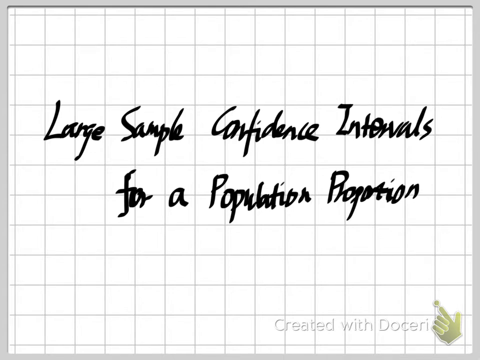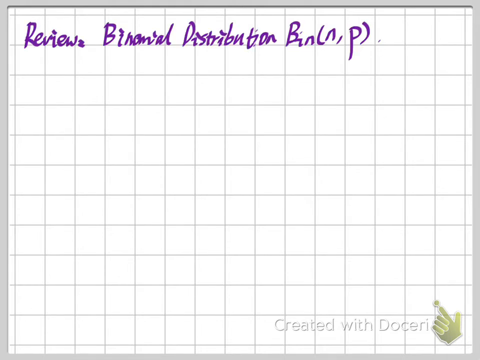So here, we only work with a large sample size. We need a large sample size because what we want to do is try to use a normal distribution to approximate our binomial distribution. Before we talk about the confidence interval, let us review briefly the binomial distribution random variable.